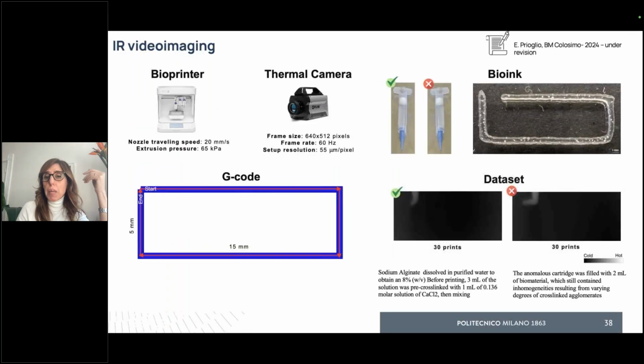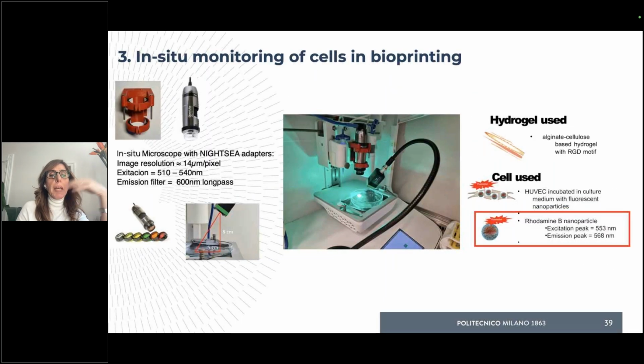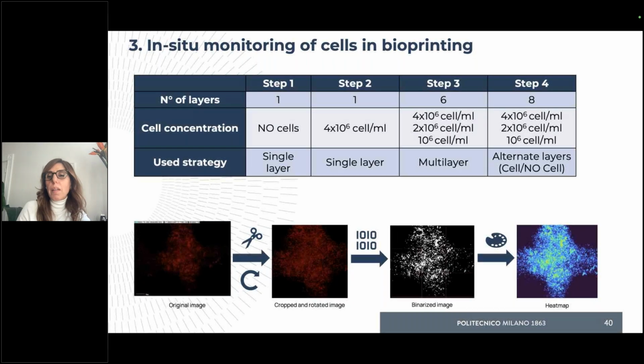There's some dynamic that you want to detect in real time to avoid defects, and this can be done just by looking at thermal videos that are trying to capture the dynamic. And one new direction, just a comment, that we didn't see anything similar to in additive manufacturing, only in bioprinting, is the monitoring of cells.